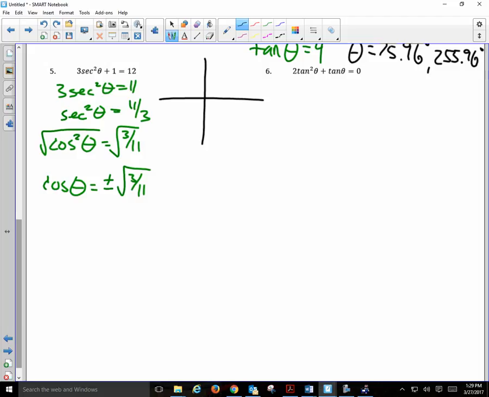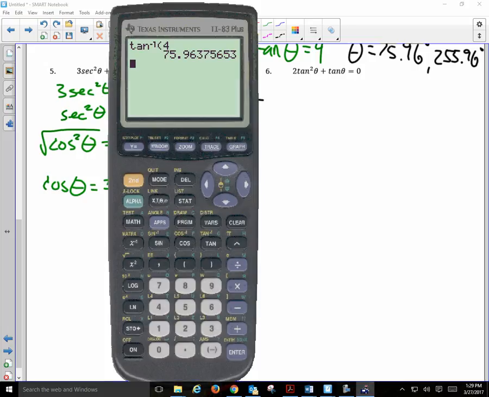So I got to look at where cosine is positive, but also where it's negative. Where is it positive? 1 and 4. Where is it negative? 2 and 3. Yep, so how many solutions are we going to have here? 4 of them.